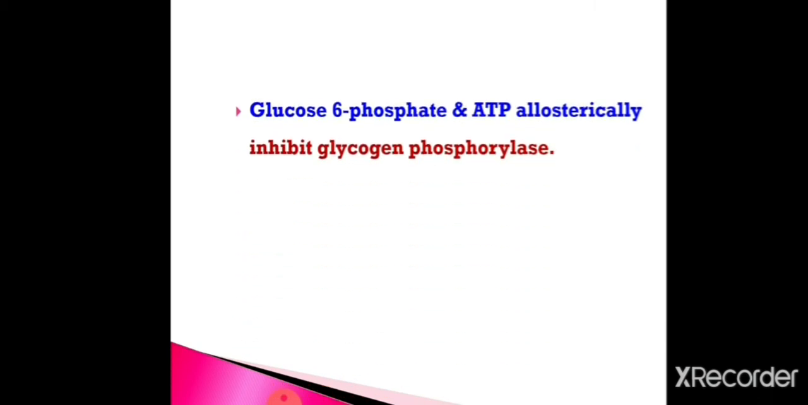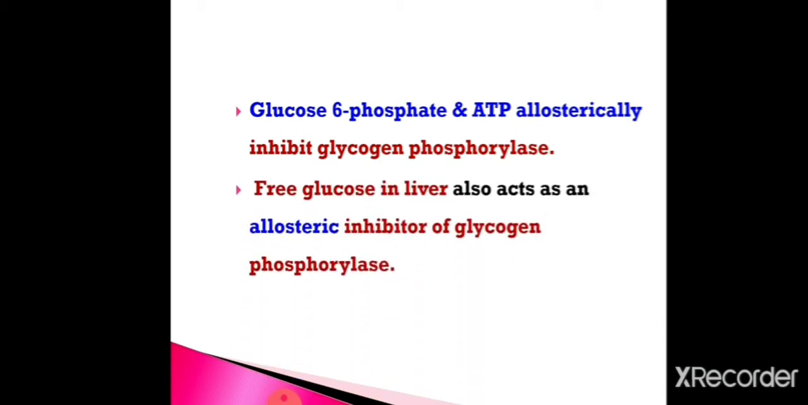So glucose 6-phosphate and ATP will allosterically inhibit glycogen phosphorylase. Then free glucose in liver also acts as an allosteric inhibitor of glycogen phosphorylase.